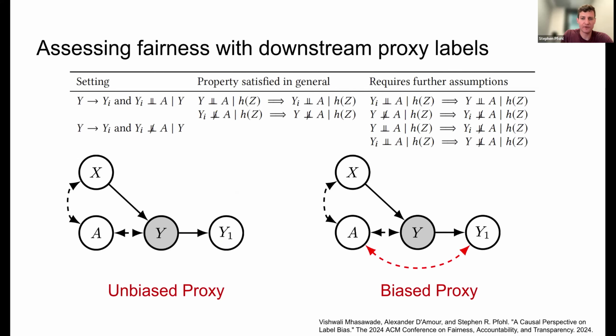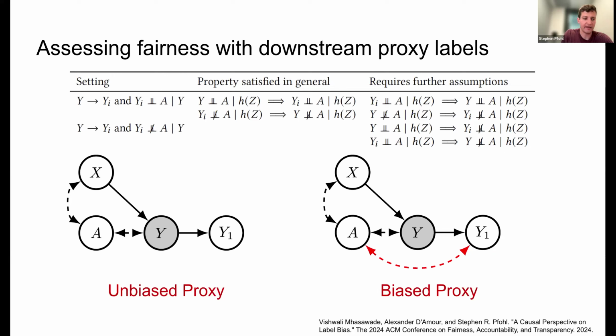Our core results connect the causal structures to the ability to infer fairness properties with respect to the true label using the proxy label. The main thing we're getting at is that there's some set of settings where it's valid to reason about violation or satisfaction of sufficiency using a proxy label and translate that into reasoning about sufficiency with respect to the unbiased proxy of interest.